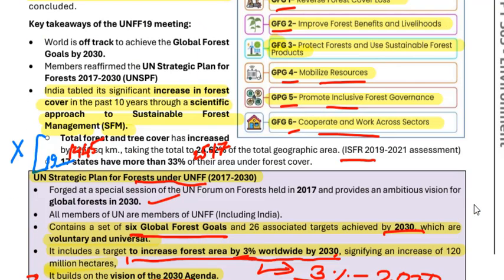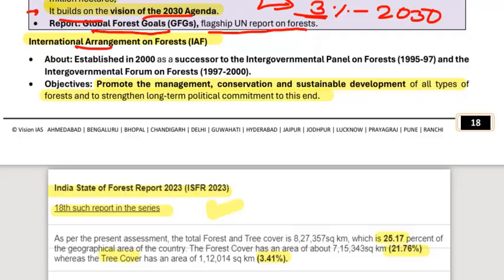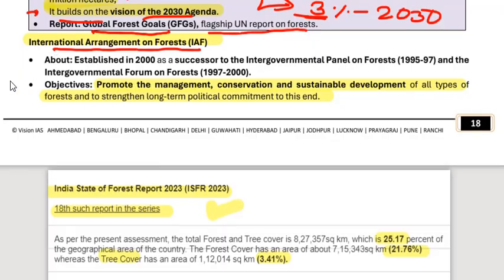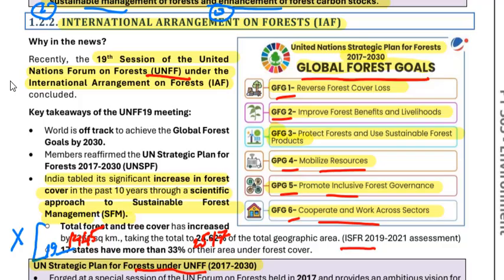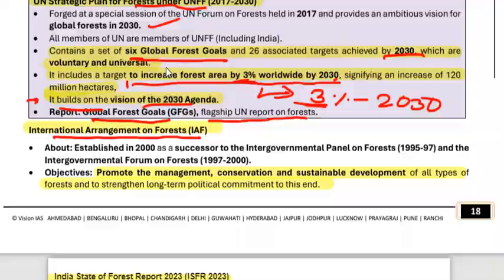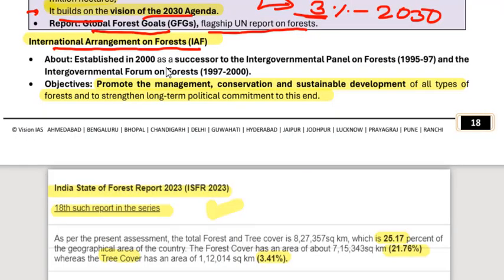Not very important that you remember all the 6 goals. Here it is about the international arrangement on forest. Whatever we have seen is all under the international arrangement on forest. This means the United Nations Forum on Forest is under the international arrangement on forest. So we need to understand what this international arrangement on forest actually is.